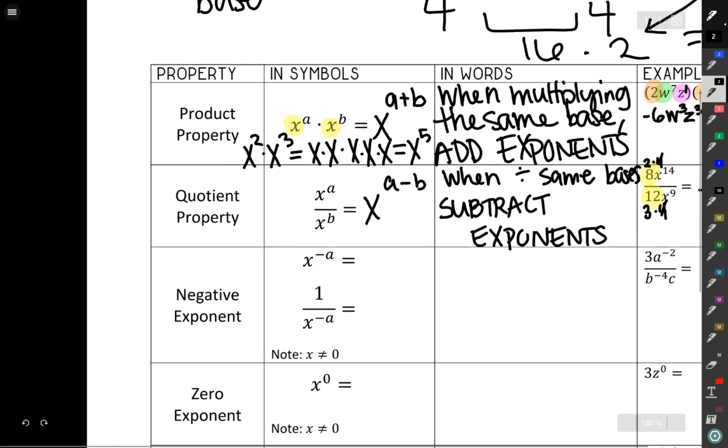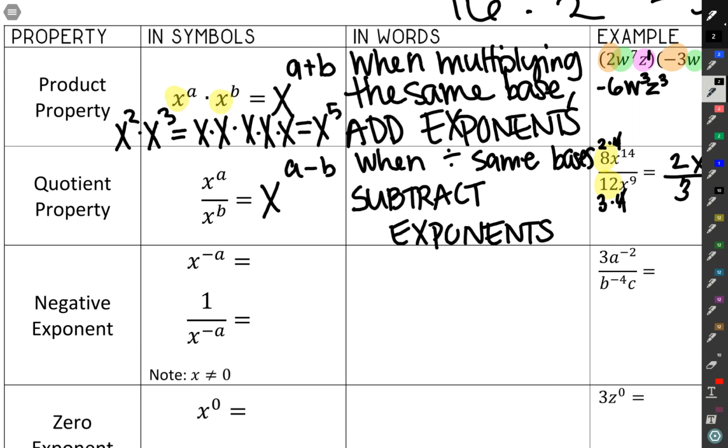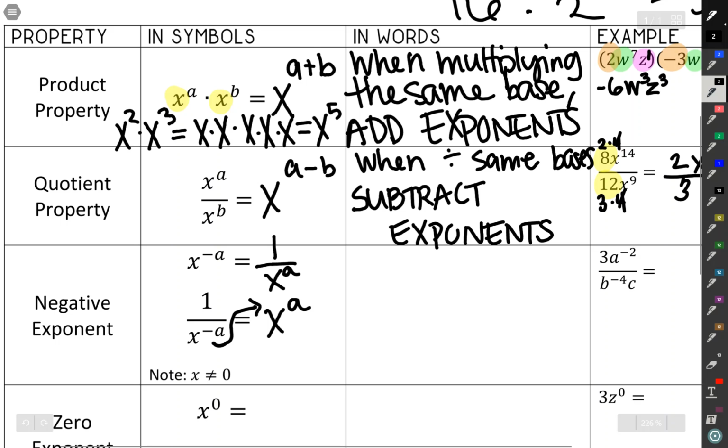Okay, so essentially what happens is the negative exponent makes it go to the other part of the fraction. So this is going to be 1 over x to the positive a. Now if it's a negative exponent in the denominator, it's going to go to the numerator. If it's in the numerator, it's going to go to the denominator.